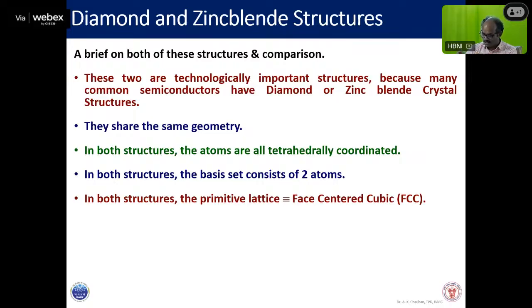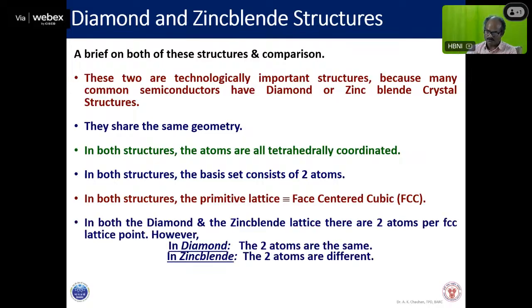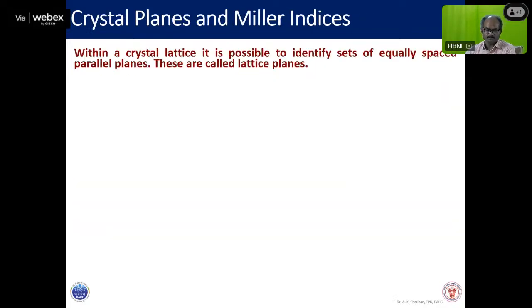is face-centered cubic. This we have understood well. In both the diamond and zinc blende structures, there are two atoms per FCC lattice point. However, in diamond, these two atoms are of the same material, and in zinc blende, these two atoms are of different materials. So that was as far as the crystal structure is concerned.